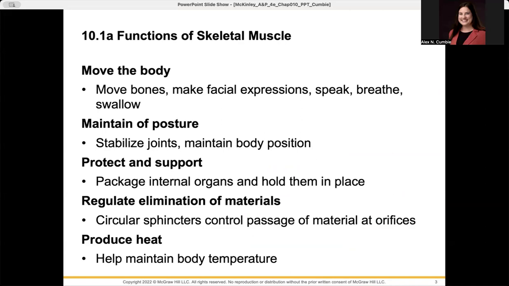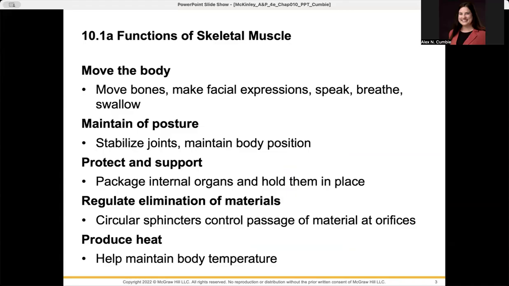A second function is to maintain posture, right? We have muscles surrounding joints and helping us maintain body position. We have muscles for protection and support. So aside from bones that are also protecting internal organs, we have muscles around those bones, which are an additional layer of protection.